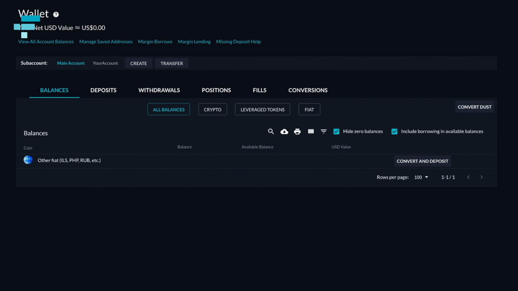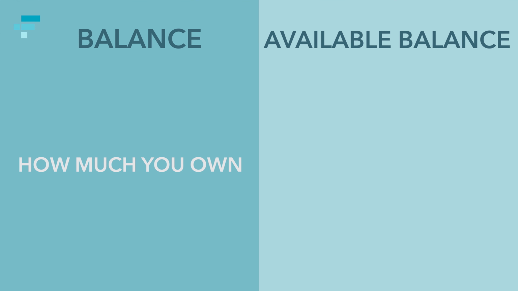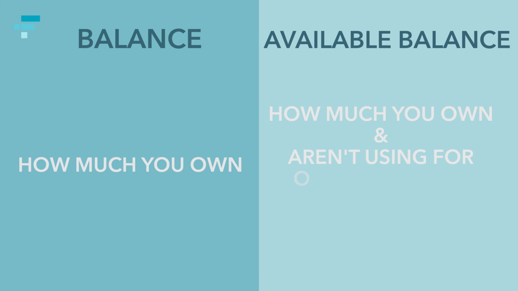At FTX, we show your wallet balance in USD at the top of your wallet and your assets below. We calculate your wallet balance and open positions (P&L) every 30 seconds, allowing you to easily manage your funds. There are balance and available balance for each coin in your wallet. Balance is how much you own, and available balance is how much you own and aren't using for open positions, orders, or staking.